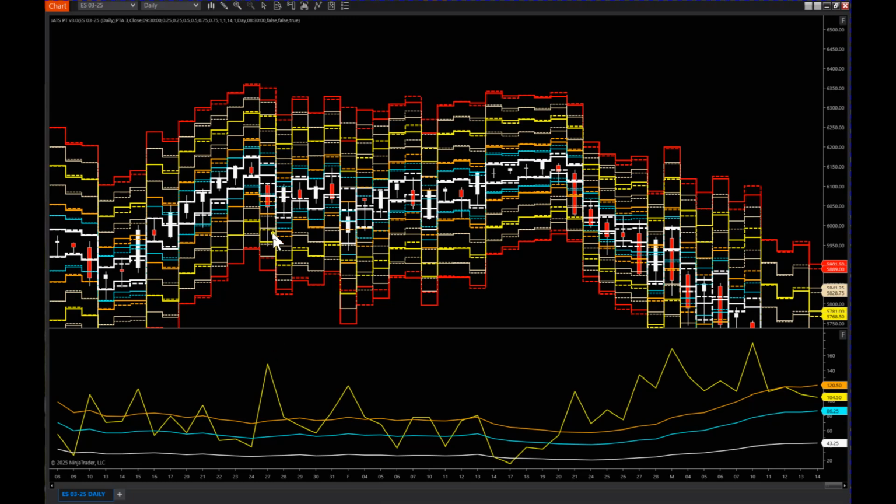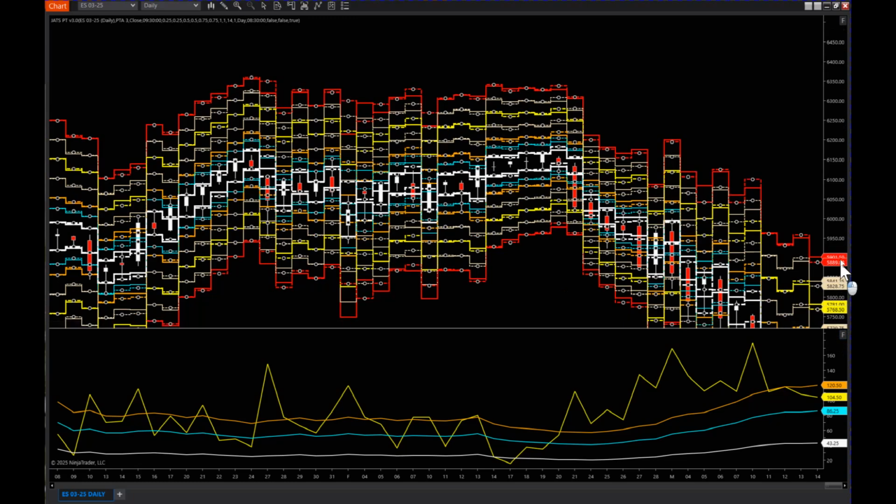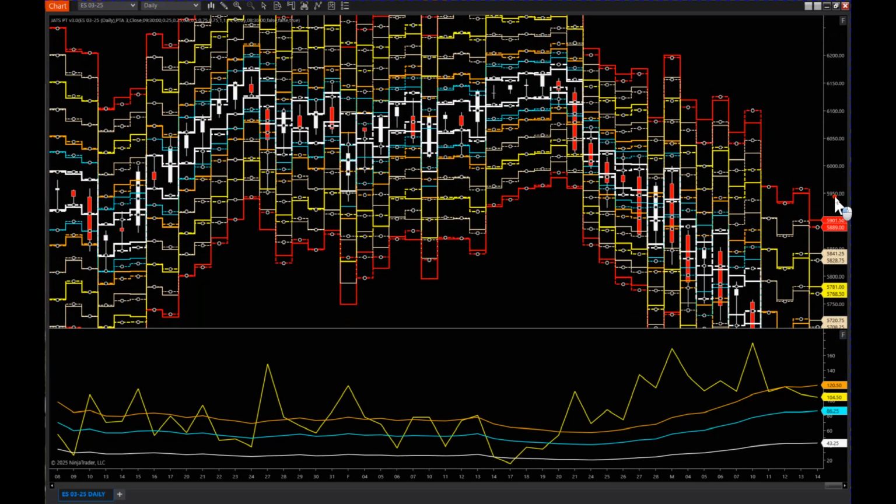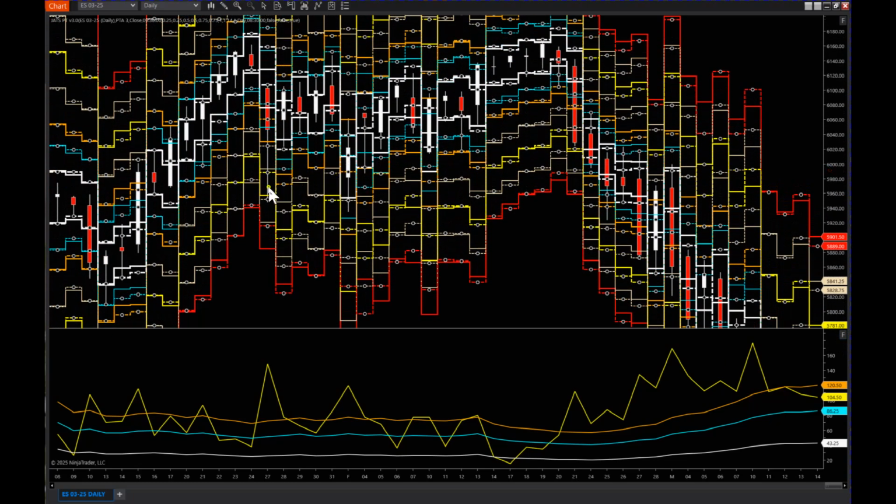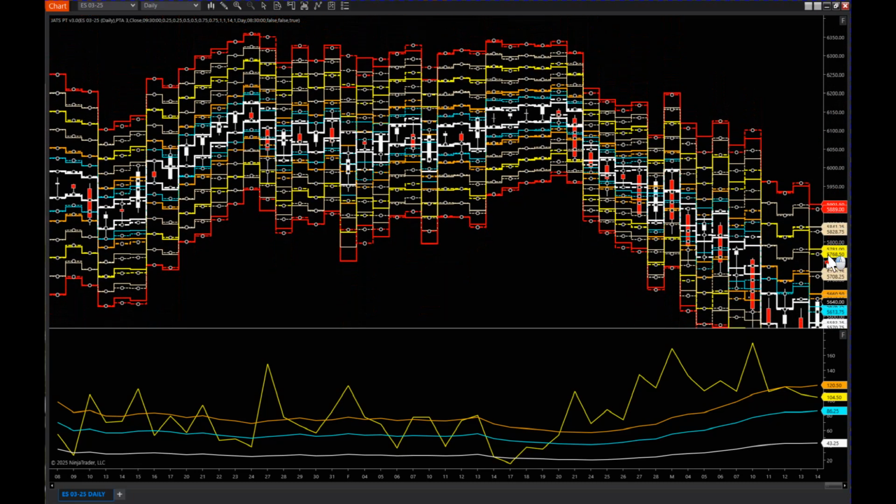You see how deep it went, right to our confluence. Solid shows me that it's on the open, dash shows me that it's on the close of the session, and my color coding: 1.25 is the tan, yellow's 1.5, red is, well, I've got two reds on here, that's a mistake.